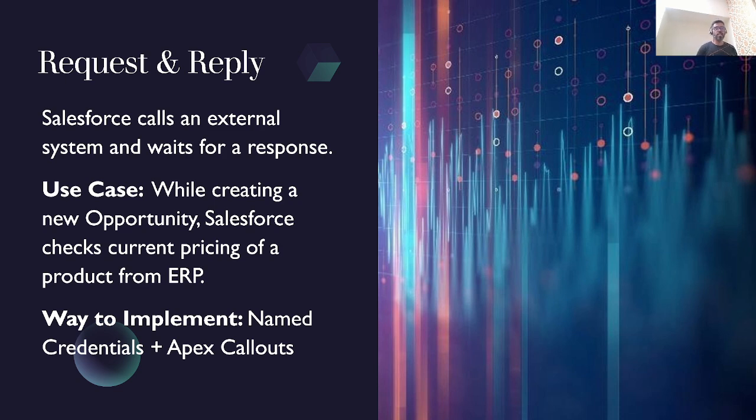Here in this case, Salesforce calls an external system and waits for a response. So let's assume you are creating opportunities in Salesforce, right? But you have external system, external ERP system where you are maintaining the products and the prices, right? And you want to fetch the current pricing of a product while you are creating an opportunity. So in this case, you will have to make a request to the ERP system and wait for the reply until you see the current pricing of a product.